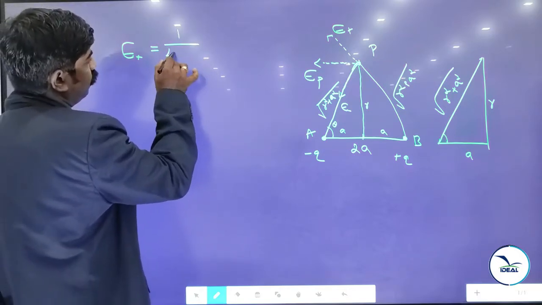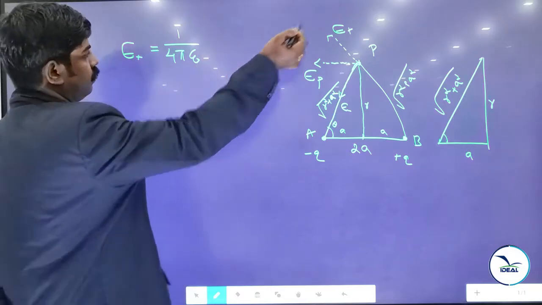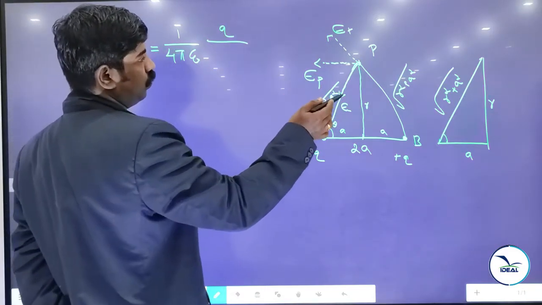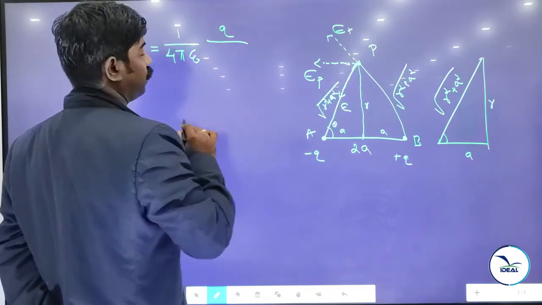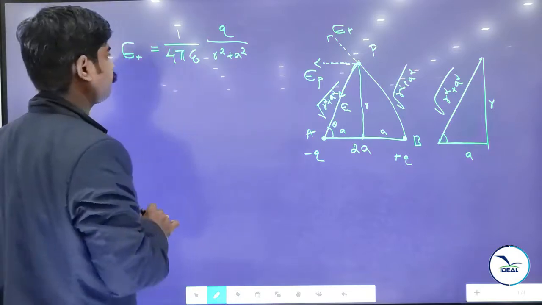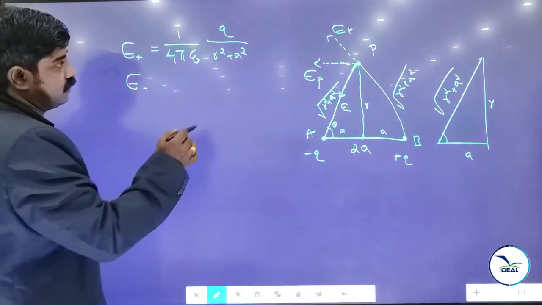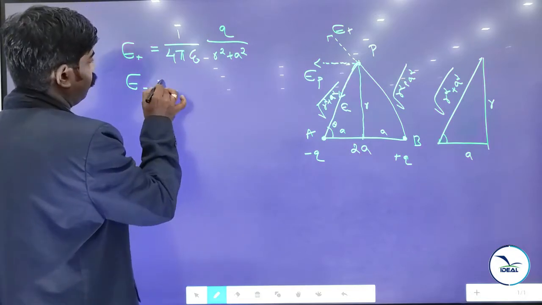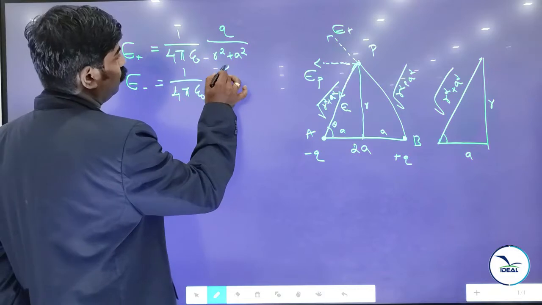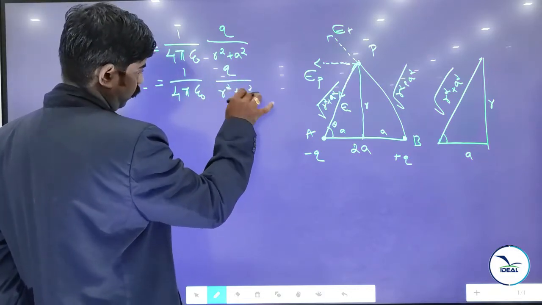1 by 4 pi epsilon 0 Q divided by root of R square plus A square the whole square. So it is R square plus A square. And E minus, the magnitude of E minus, that is also 1 by 4 pi epsilon 0 Q divided by R square plus A square.